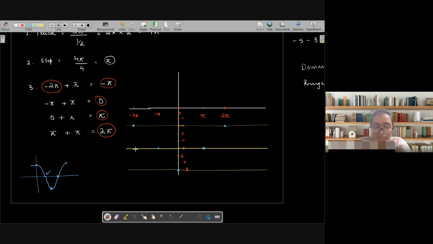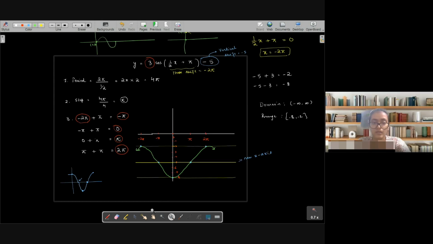Just treat this line as if it is your new x-axis. Now you just connect these points freehand. That's it. And this is one cycle.